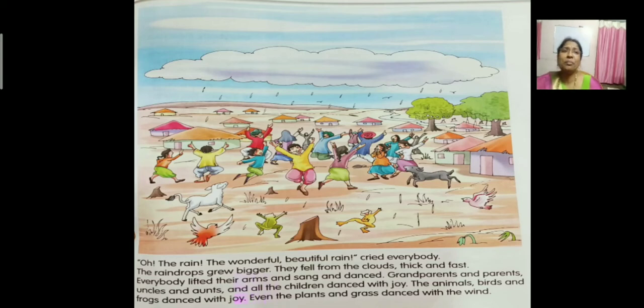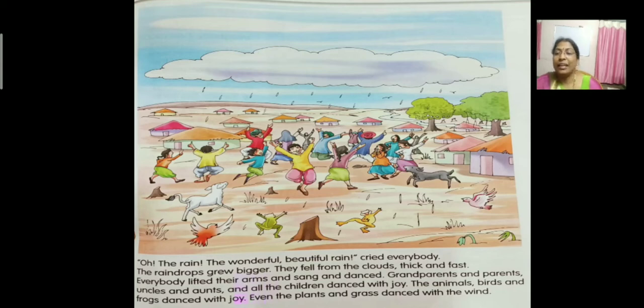Here you can see in the picture, everyone is dancing. See, they raised their arms. They were singing, they were dancing. Not only grandparents, parents, uncles, aunts, even children. You can see the children. See that fellow how he is jumping and dancing. Even the animals also. You can see the animals, the frogs, the birds.